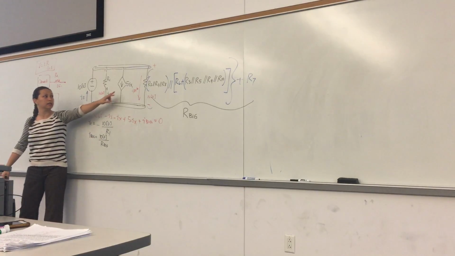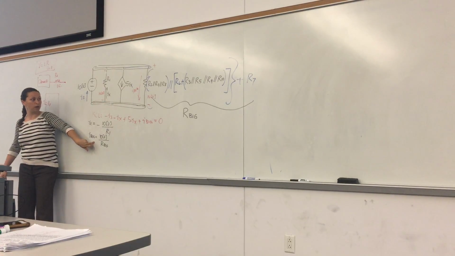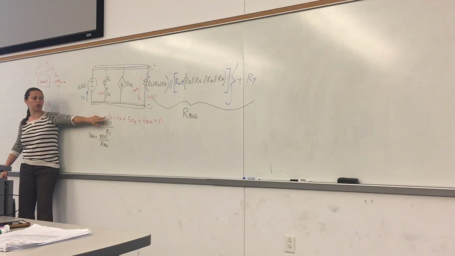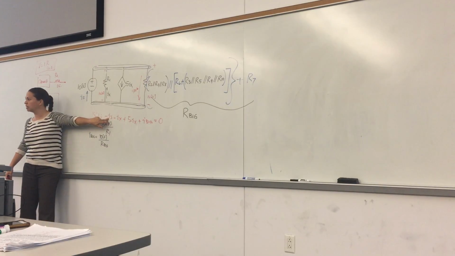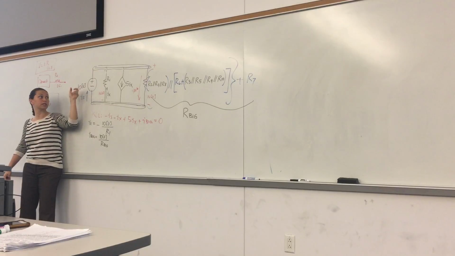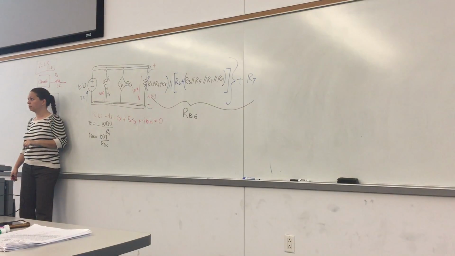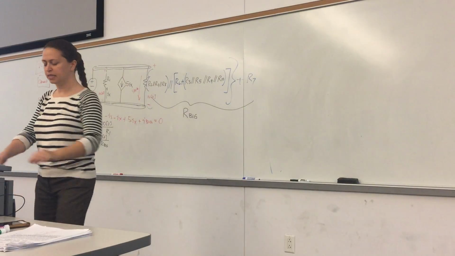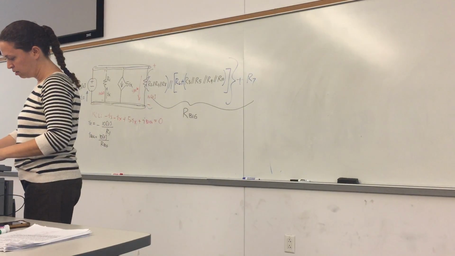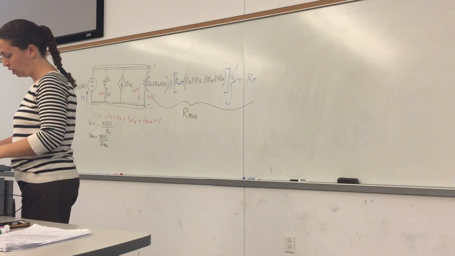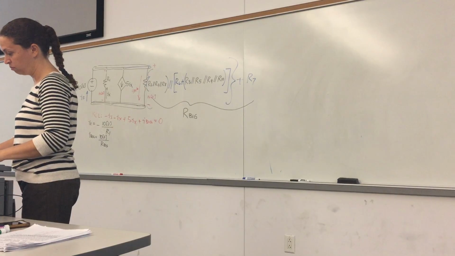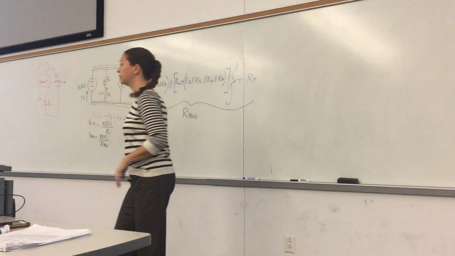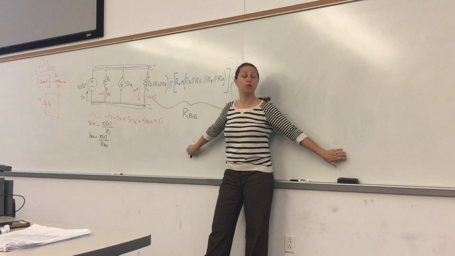If I know IX, I know this current, I know I big, put them all in this KCL equation, you get IS. Once you get IS, power delivered by the 10 volt source is 10 volts times IS. So that finalizes this. That's it. Any questions?